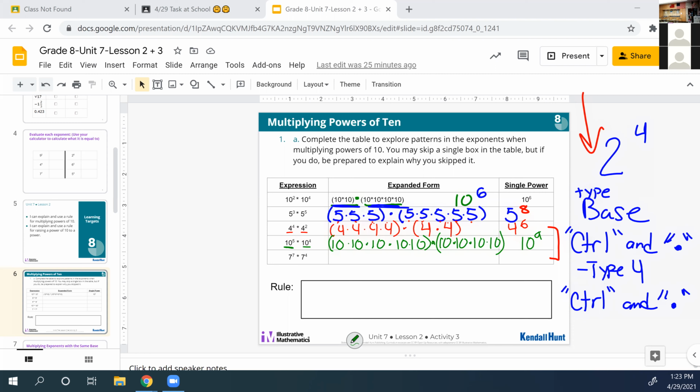We're going to expand it out to seven times. Seven, seven, seven, seven, seven, seven, seven times. Seven, four times.